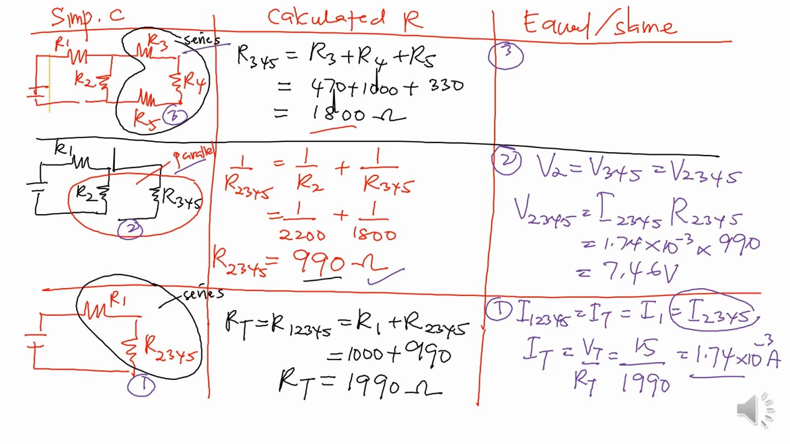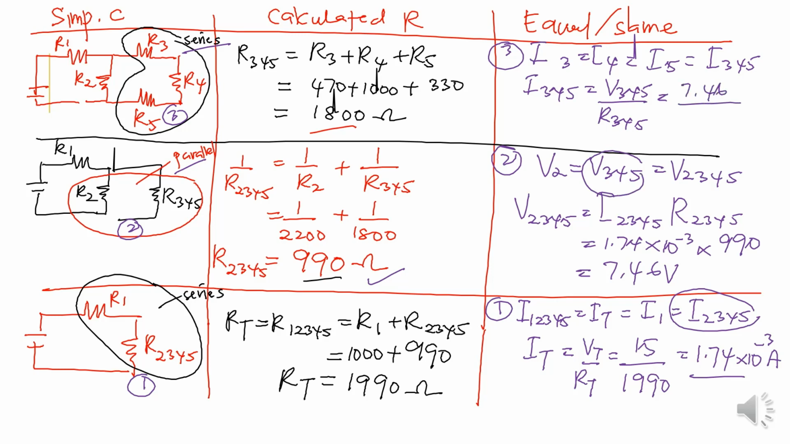So series apa yang sama? I yang sama, iaitu I3, I4 and I5 ataupun I345. Cari I345 is equal to V345 over R345. So V345 adalah kat bawah. Okay, bagi dengan R345 is 1800. So dapatlah I dia adalah 24.14 times 10 to the power of negative 3 ampere.